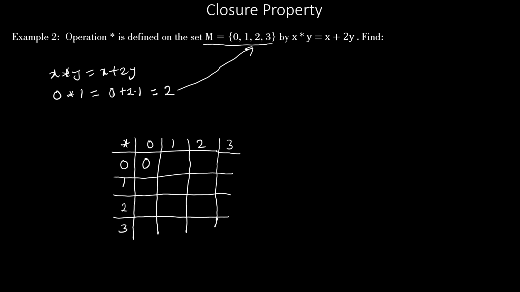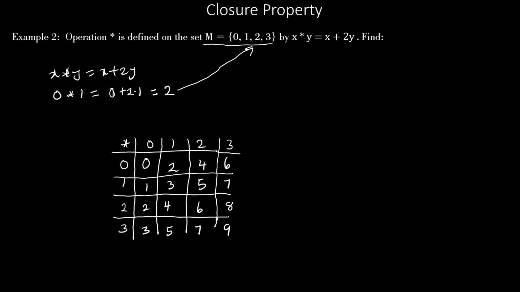I'm going to fill this right now. Here we have 2, we have 4 here, and we have 6 here. If you have 1 asterisk 0, we are going to have 1 here, 3, 5, and 7. Here we are going to have 2, 4, 6, 8. And over here we are going to have 3, 5, 7, and 9.